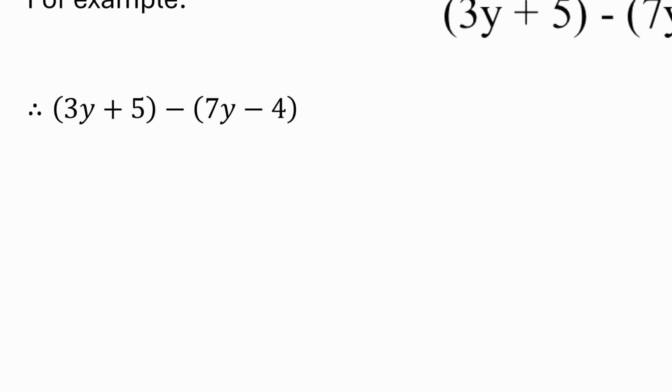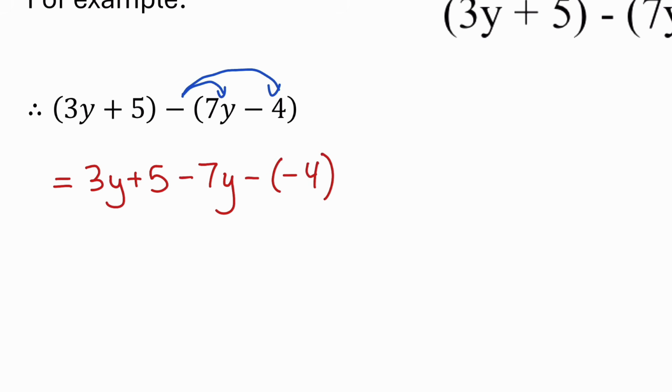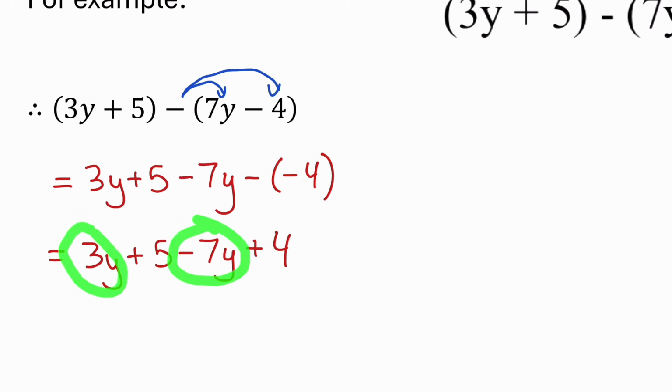When doing subtraction, we are allowed to drop the brackets on the first polynomial, and then I have to make sure I subtract both of the terms in the second polynomial. So I have to subtract the 7y, and then I also have to subtract the negative 4. And notice I'm subtracting a negative number. I can rewrite that as addition. And now I'll look for my like terms. I have a 3y and a negative 7y. And then I have the constants, positive 5 and positive 4.